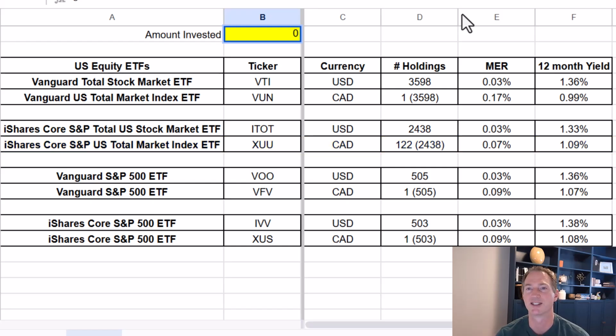If you're looking to invest in just the large cap companies, Vanguard has VOO and iShares has IVV in the US. Those basically hold the 500 largest companies in the US.